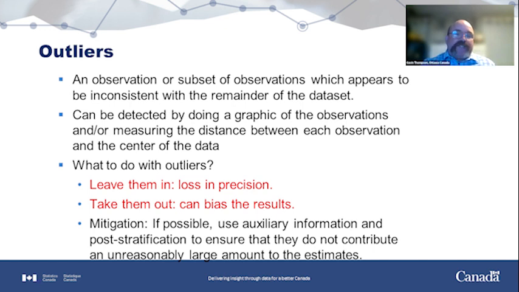Okay, so if we leave them in, we might lose some precision. We might have values that maybe shouldn't be there, or maybe are really skewing our results. If we take them out, we might bias our results because it's possible that the value is actually supposed to be there. So again, we might be able to use some other information to deal with the fact that we have these values. And I want to talk about this a little bit more.